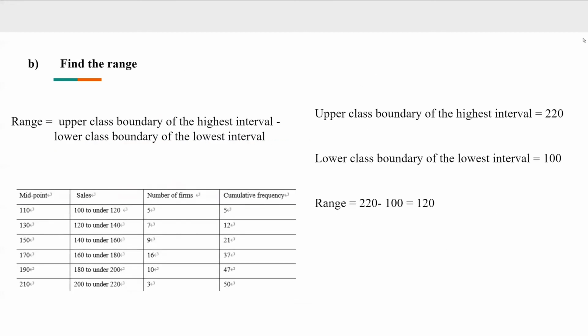Part B. The range is calculated as the difference between the upper class boundary of the highest interval and the lower class boundary of the lowest interval. Therefore, the range is 220 minus 100, which is 120.